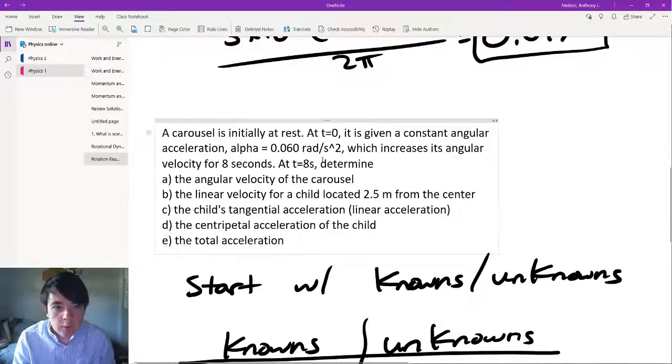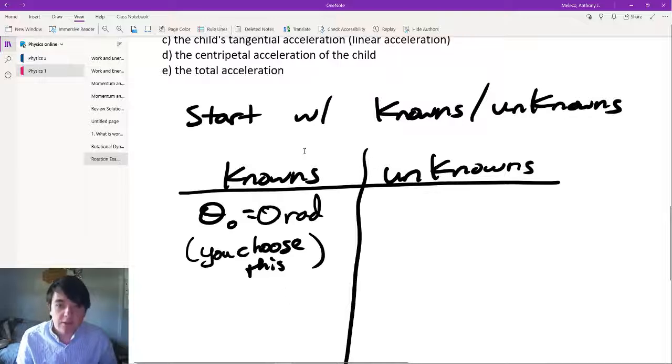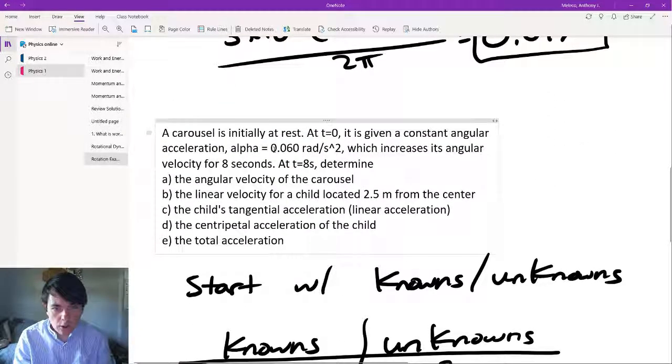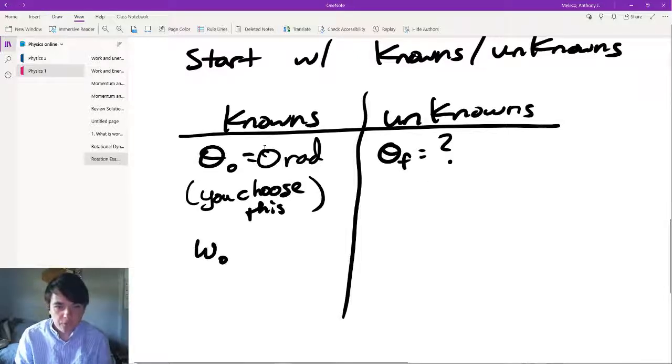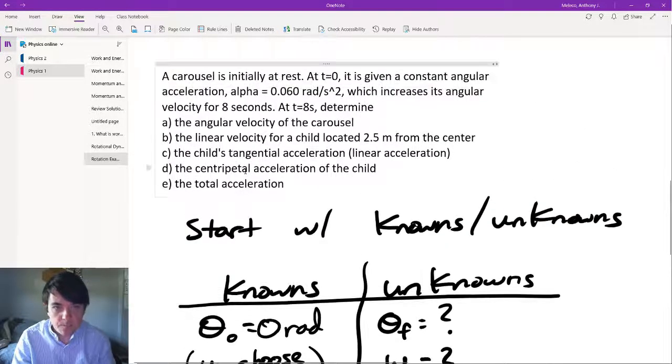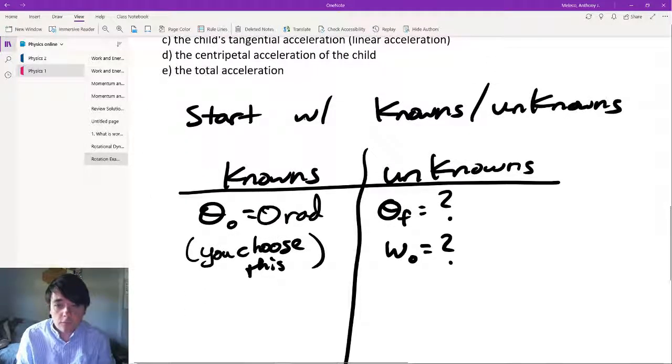Final position, there's nothing really mentioned about that, so it's technically an unknown. So we don't know anything about that. Our angular velocity, we're not told anything about, and in fact, in part A, we're trying to find that. So our initial angular velocity, sorry, that's an unknown. We're trying to find it, and we don't know anything about that. Our final angular velocity, we also know nothing about. Okay.